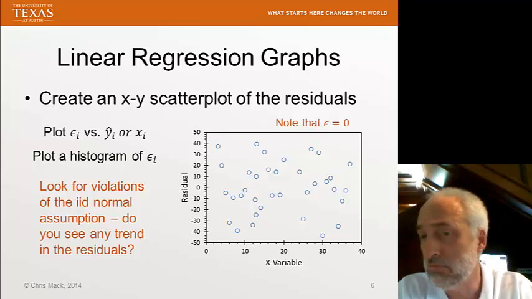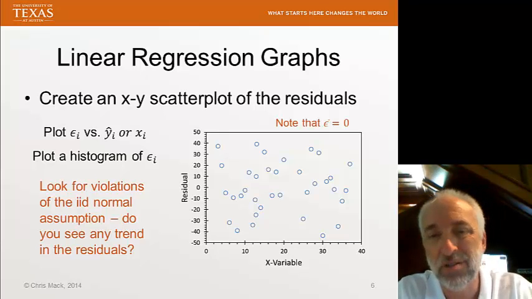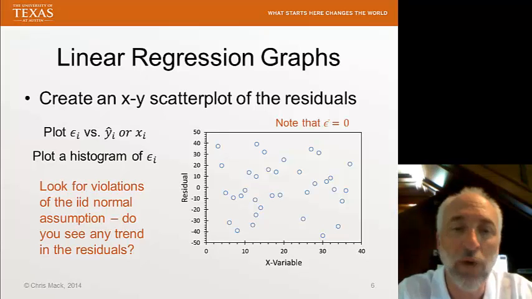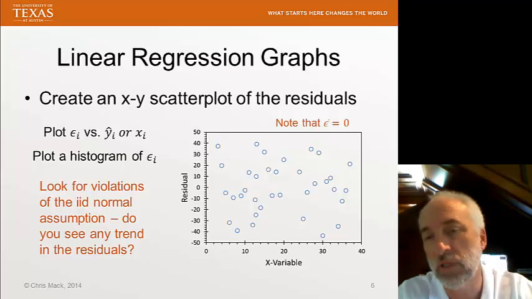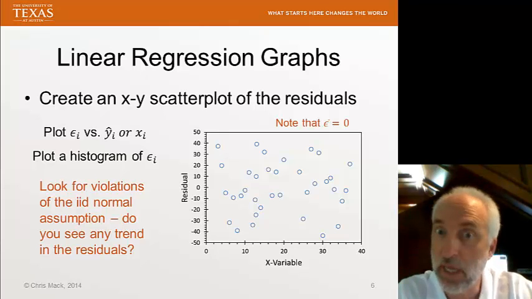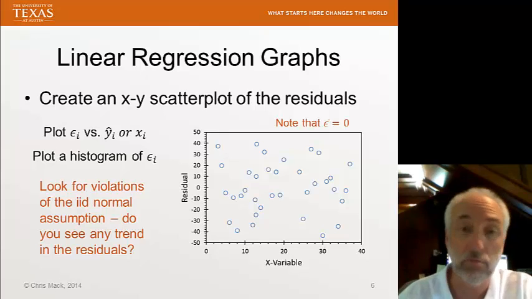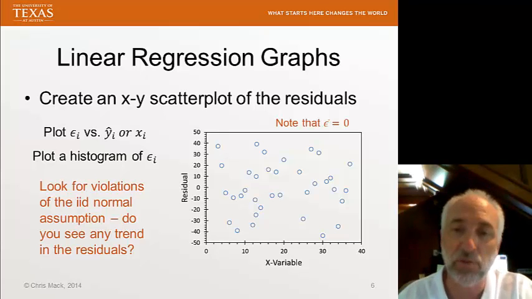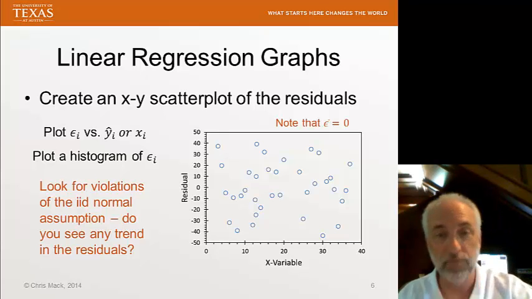There are more rigorous tests to establish whether we think the IID normal assumption is valid. Here we're not going to employ those rigorous tests. We're simply going to look visually at the information in this residual plot and see what we think. And this is, by the way, a very powerful tool because our eyes are pretty good at spotting trends.